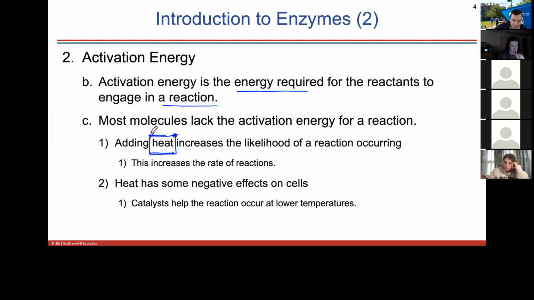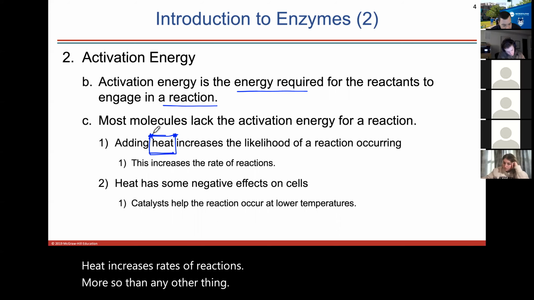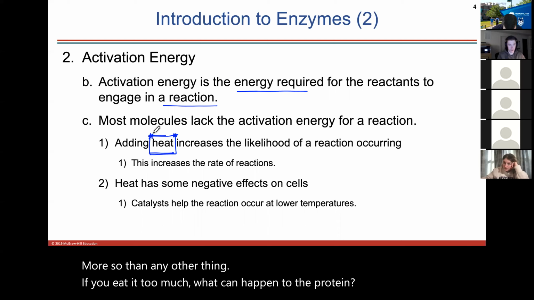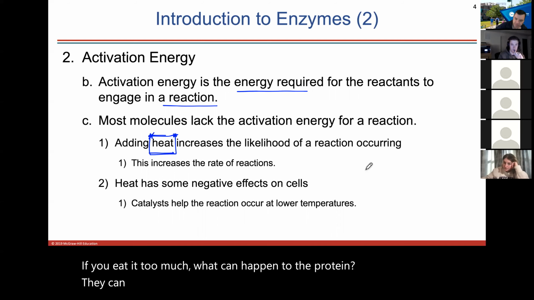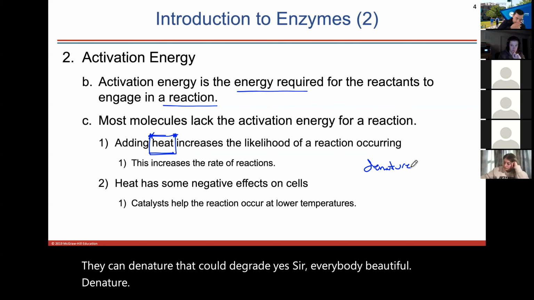In terms of kind of the biggest effector of it, really heat. Heat increases rates of reactions more so than any other thing. If you heat it too much, what can happen to the protein? It can denature. It can degrade. Yes, sir. Everybody. Beautiful. Denature. Okay. So if it gets too hot, we can denature.